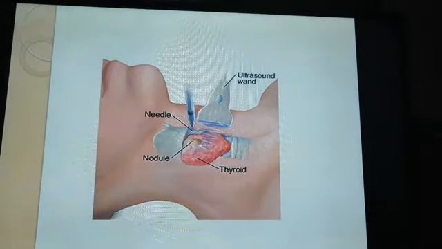Now, what we see is fine needle aspiration under ultrasound on this thyroid nodule, with the needle inserted into the nodule under ultrasound guidance.